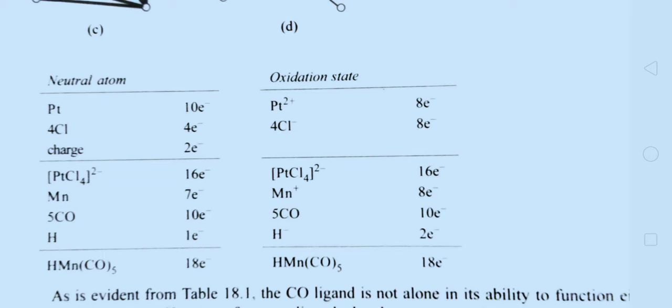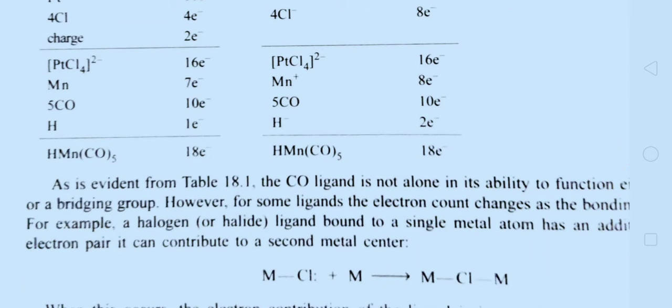Here there is a difference between the neutral atom method and the oxidation state method for counting the electrons, but the total number of electrons remains the same. The way of counting differs between the two methods. In the oxidation state method, the central atom and its ligands are in the ionized state. So the number of electrons contributed will be different, but the total number of electrons remains the same. This is the difference between these two methods.